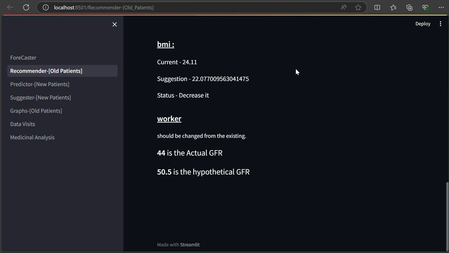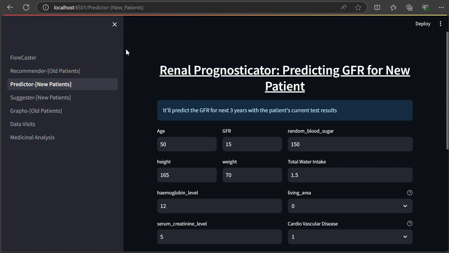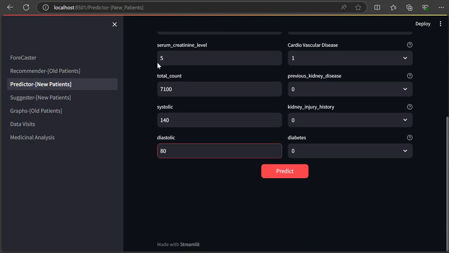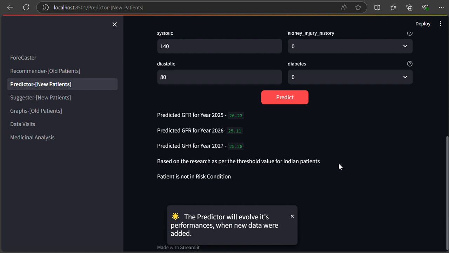So now we move on to the next two modules, which comprise newly incoming patients. The first one is predictor. What happens in predictor is that a newly incoming patient comes to the hospital, takes the biometric test for the first time, and the values are entered by the doctor on this particular page. When we click on predict, it predicts the GFR for the next 3 years, and based on that, severity is classified. Here we have a patient who will not fall into the risk condition, and the model's accuracy is displayed as 92%.